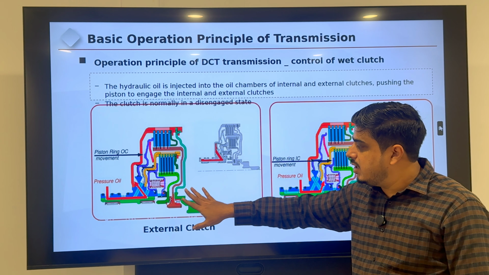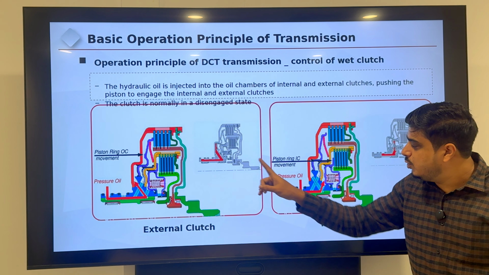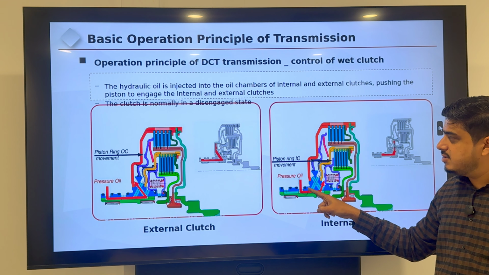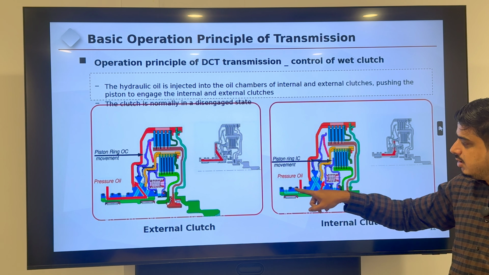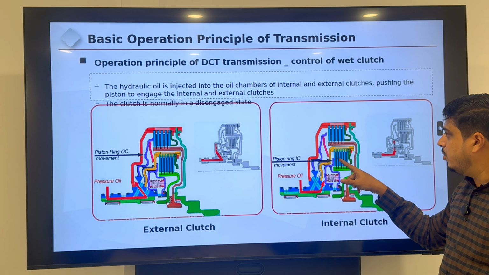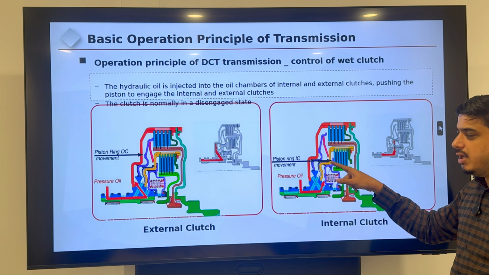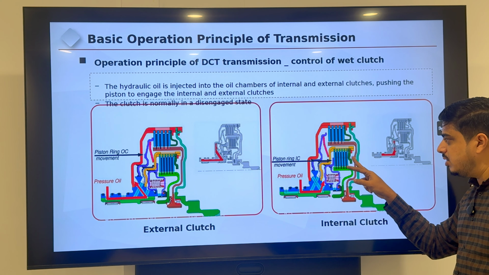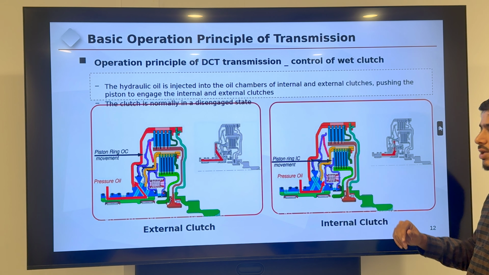That is for the external clutches. For the internal clutches, it uses the pressurized oil from the second passage, not the first passage. The first passage is for the external clutch. The second passage is for the internal clutch. The oil will go through here. This is the internal clutch area. It will create the pressure here and push the clutch to engage. It always works in the opposite direction.